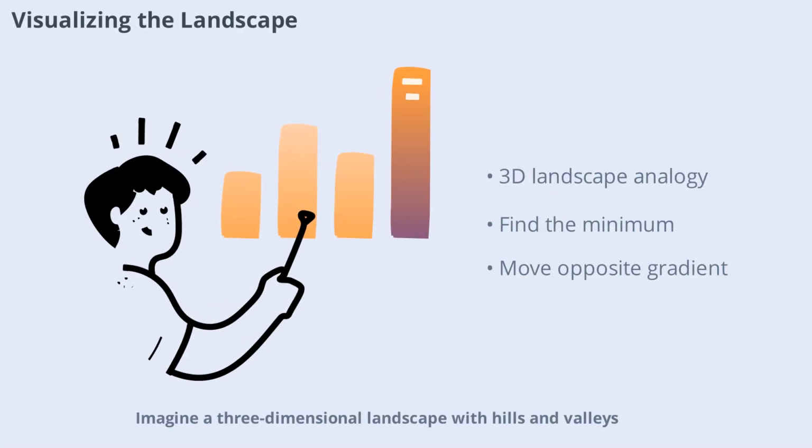Imagine a three-dimensional landscape with hills and valleys. The function we want to optimize is like this landscape, and our goal is to find the lowest point, the minimum. The gradient at any point tells us which direction is steepest uphill, so by moving in the opposite direction we can descend toward the minimum. This visualization helps make sense of how gradient descent works in practice.